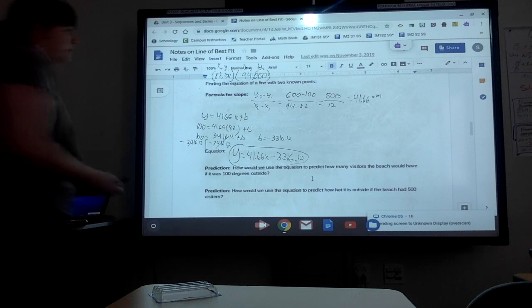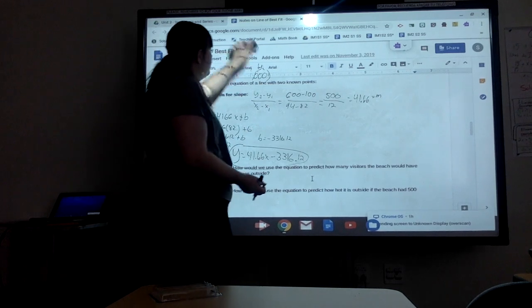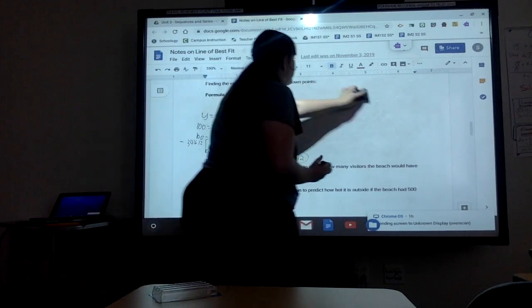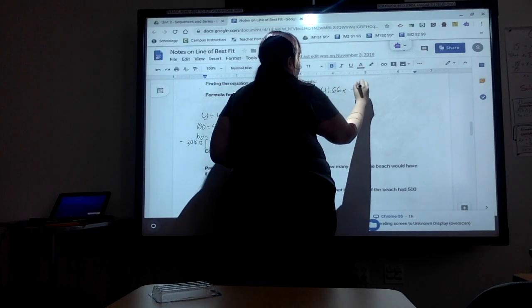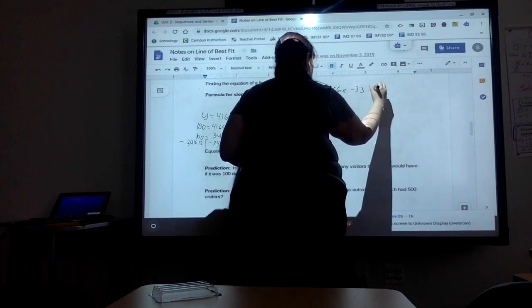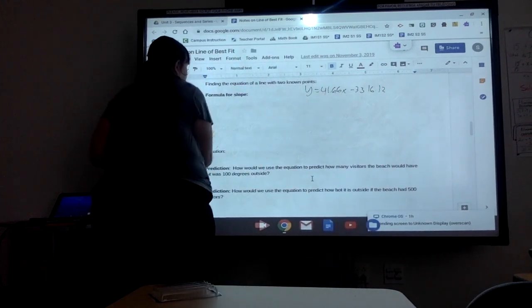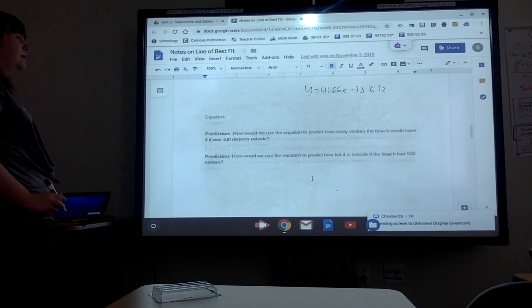All right. I'm going to erase it. I'm going to rewrite the equation at the top so that I have it. Let's see. y equals 41.66x minus 3316.12. And finally, I'm going to use the equation of my line to predict. And this is step 3.